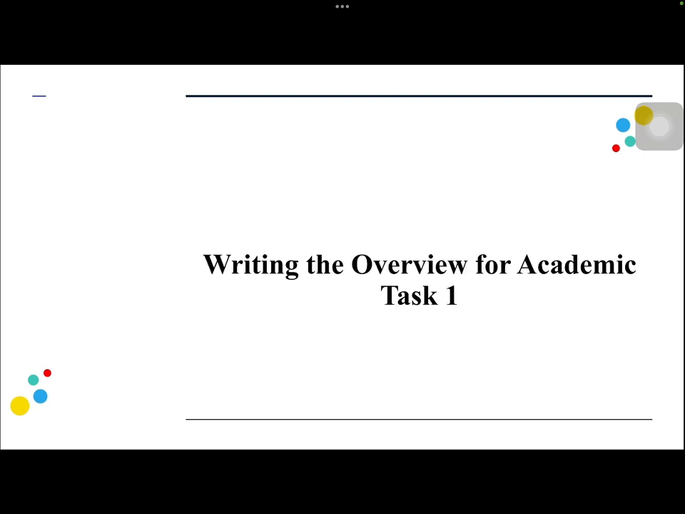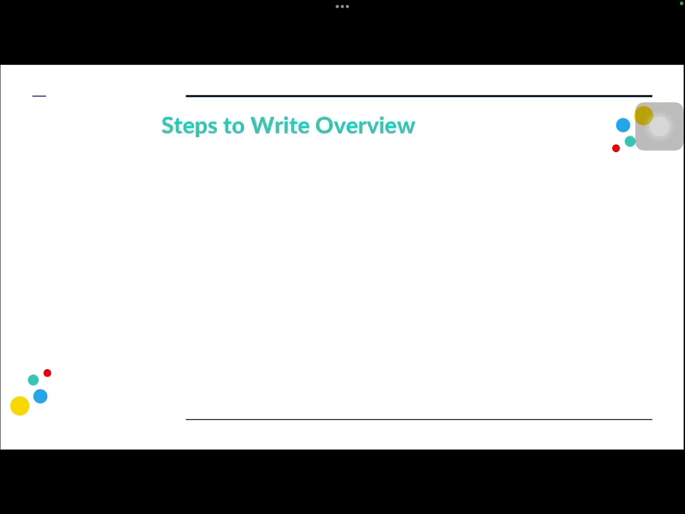Now let us look at how to write the overview for academic task 1. Now this is one of the very important paragraphs and one of the very important parts in your essay as well, because I have already mentioned that this may determine whether you will get a score of 5.5 or 6. Obviously there are other criteria as well, but this is one of the very important criteria.